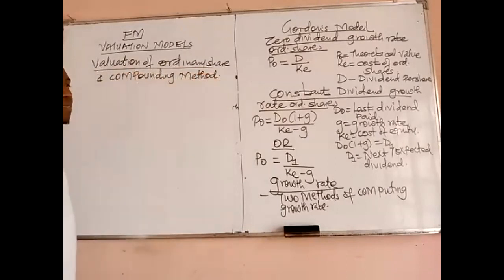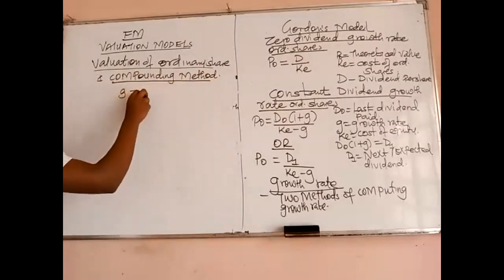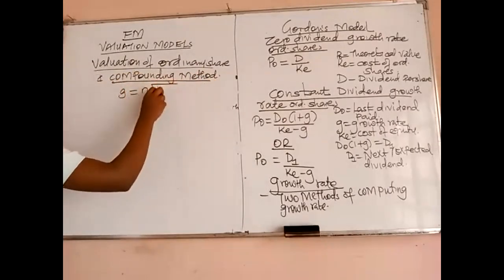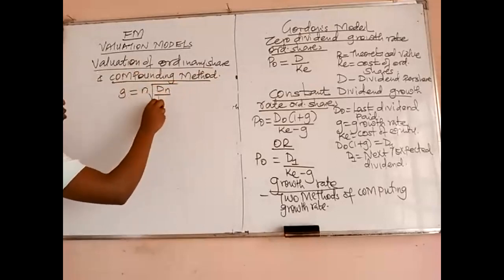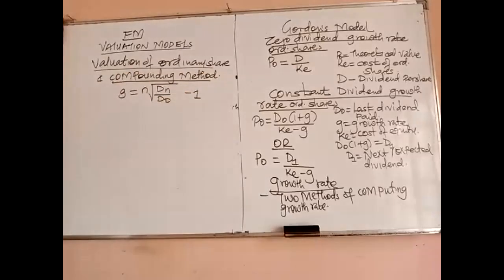To get the growth rate using the compounding method, you will have g equals the n-th root of Dn over D0, minus 1. We use it when we are given dividends for particular years, for example a dividend for 5 years.